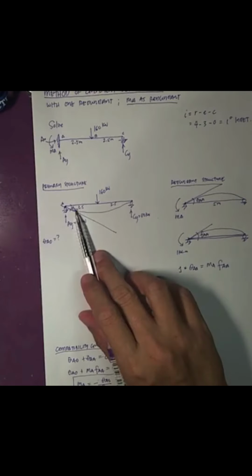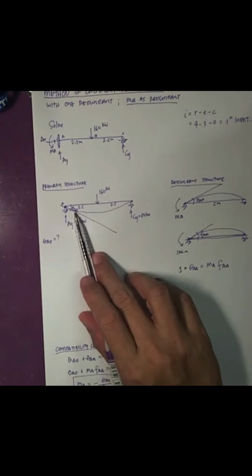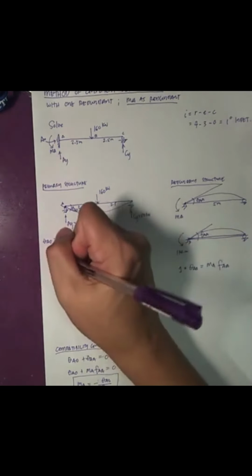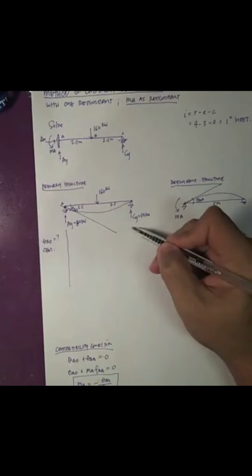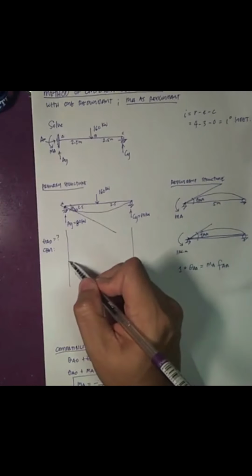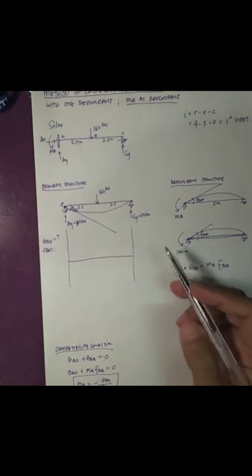So as you can see, this beam is a determinate beam already. So how can we solve for the slope here? So we can use the methods that we have learned before. So we can use double integration method, area moment method, conjugate beam method, or even the virtual work method. So for now, I'm going to use the conjugate beam method. Okay, so for conjugate beam method, I'll be drawing the conjugate beam.